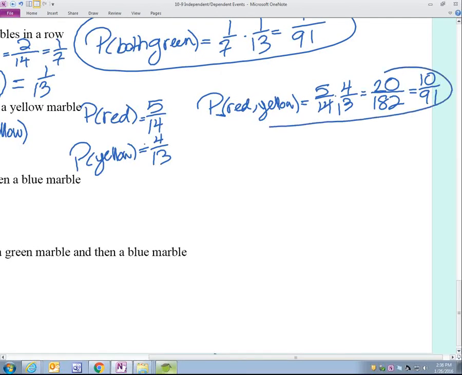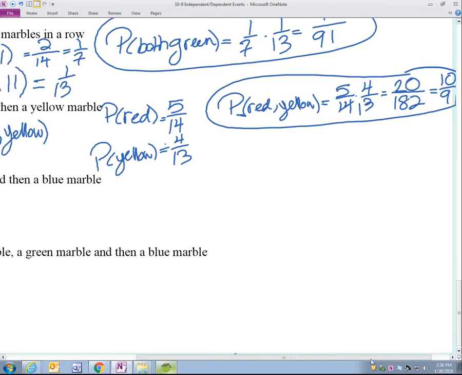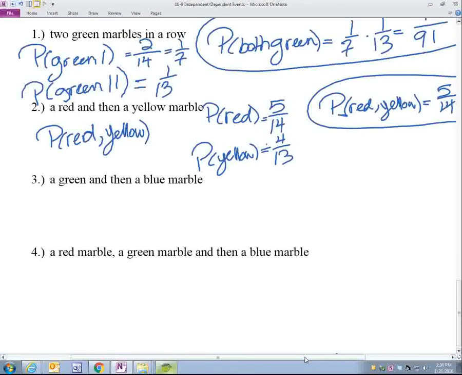So I'm going to circle that. Moving along. How much time do we have left? Beautiful.